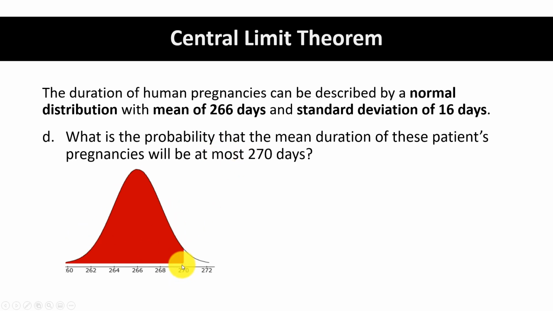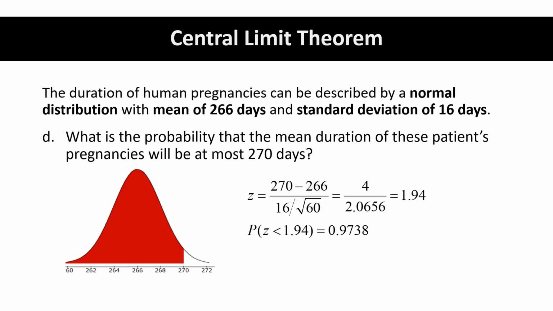So we need to convert 270 to a z-score. So that is going to be 4 divided by our standard error, and then we round it to 2 decimal places, and you should get 1.94. So this is about 2 standard deviations above the mean. So looking up the area to the left of z equals 1.94, we get a probability of 0.9738.